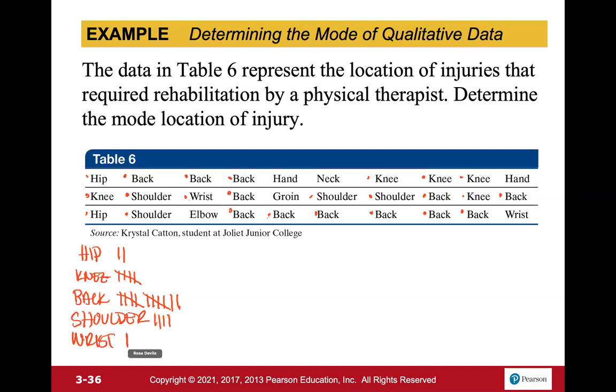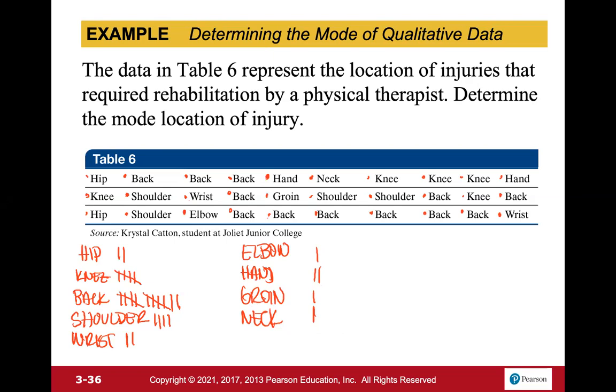Wrist. We have 1, 2. Elbow. Let's see, 1, and that's it for elbow. Hand. Just 1, 2. Groin. Just 1. Neck. 1. And it looks like that's it.